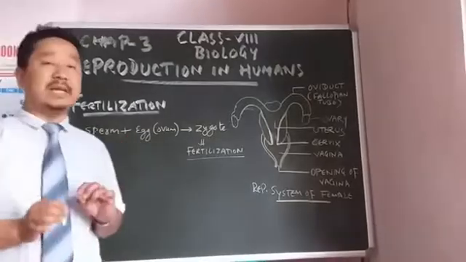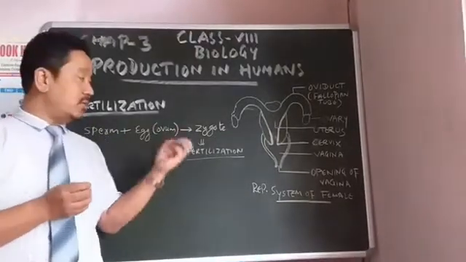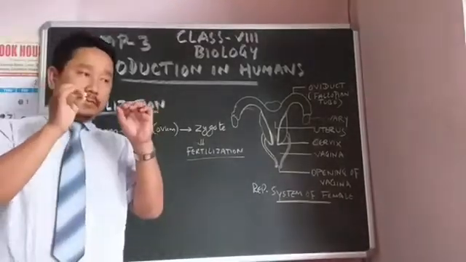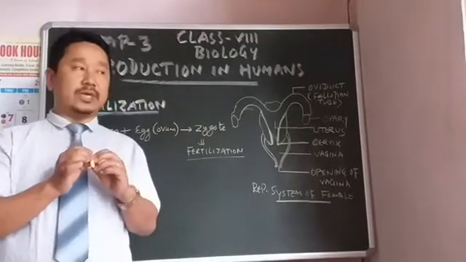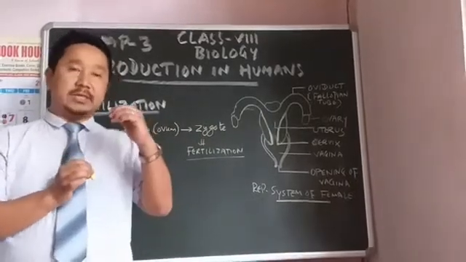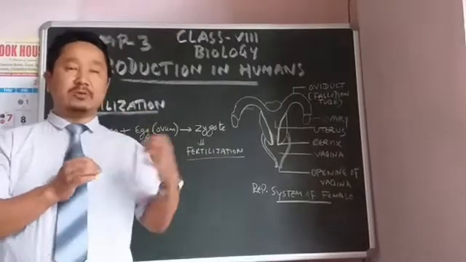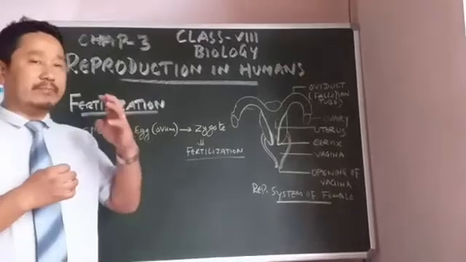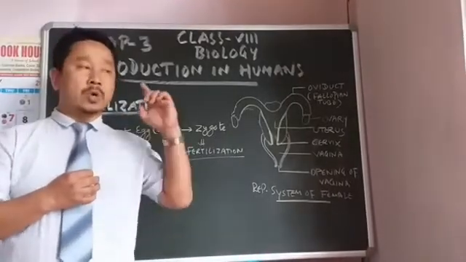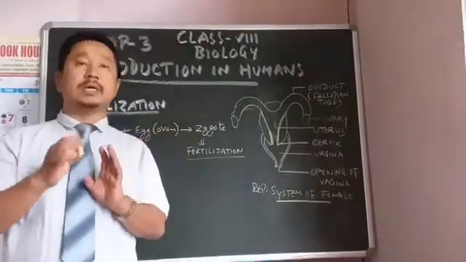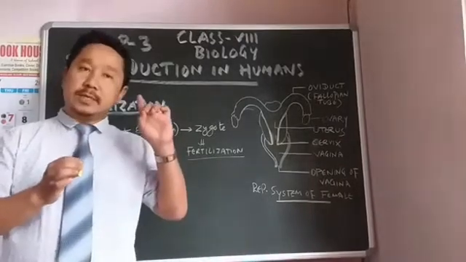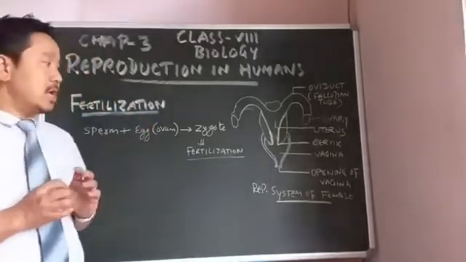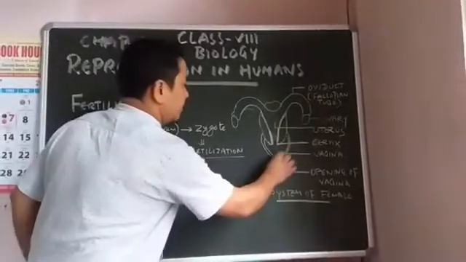In a simple way, it is a process by which the union of the male gamete and the female gamete takes place. That is called fertilization. How it happens, which we had discussed in the last class also, is that during one ejaculation, the male ejaculates semen which contains 2 to 4 crores of sperms at a time. All of them will go through here.